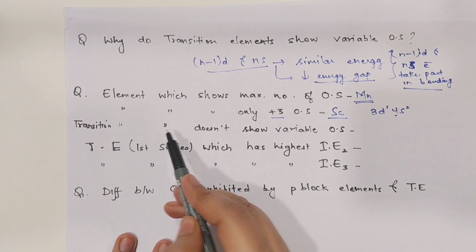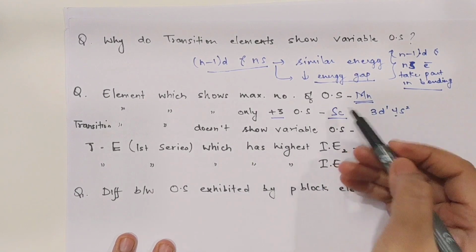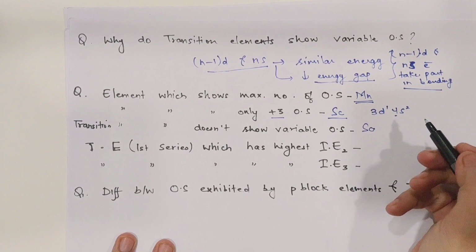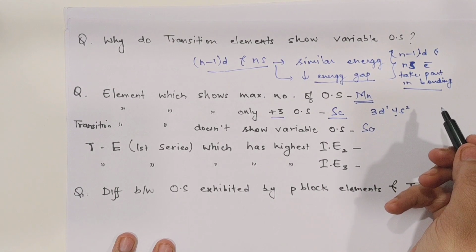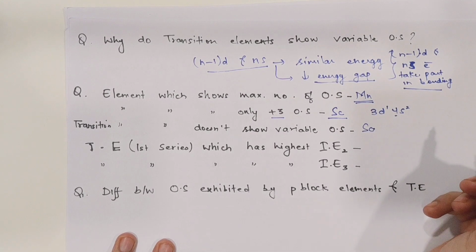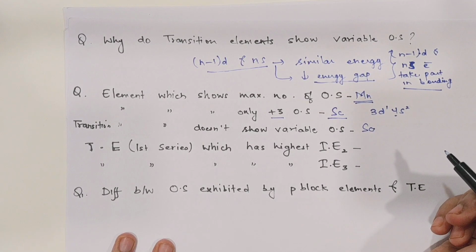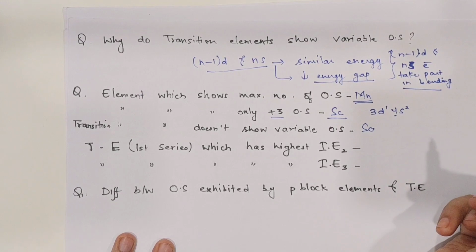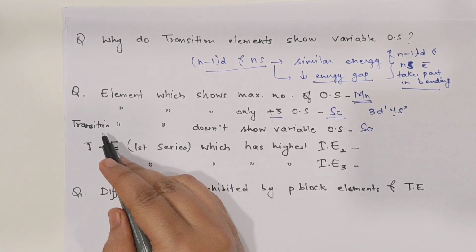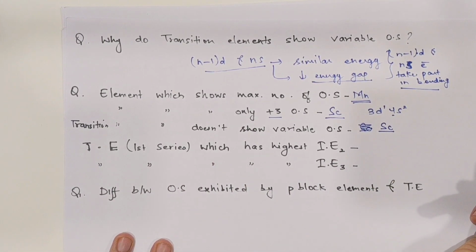The transition element which does not show variable oxidation state. So there is one, scandium, which we did. And then there is zinc also. Zinc also shows only +2 oxidation state, nothing more. But then zinc is not a transition element. It's a d block element. So if the question is the d block elements which show only one oxidation state, you can say scandium and zinc both. But if it says transition element, you cannot say zinc. It would be scandium. Okay.